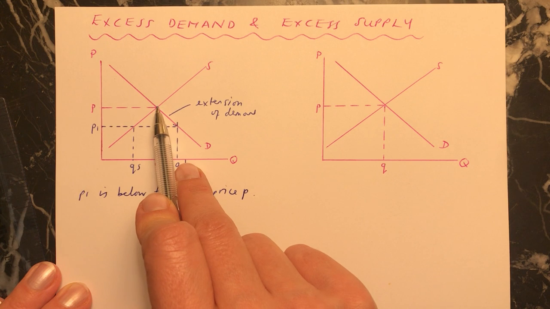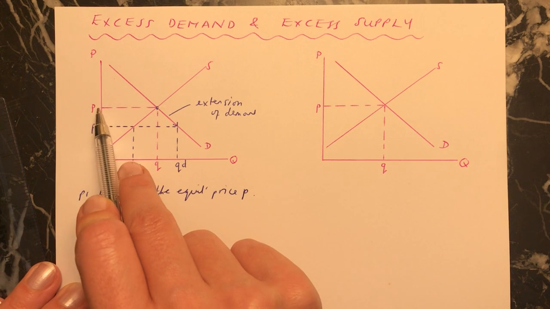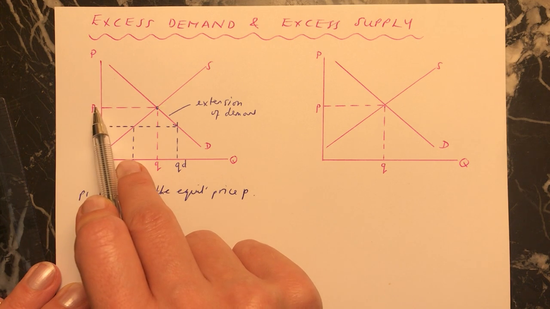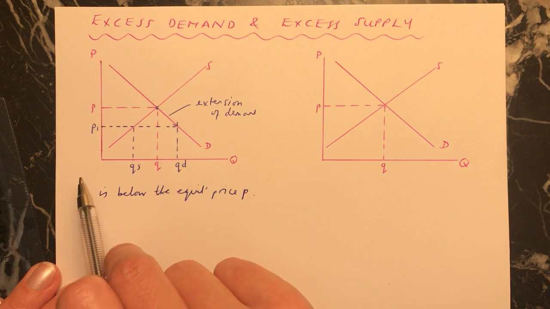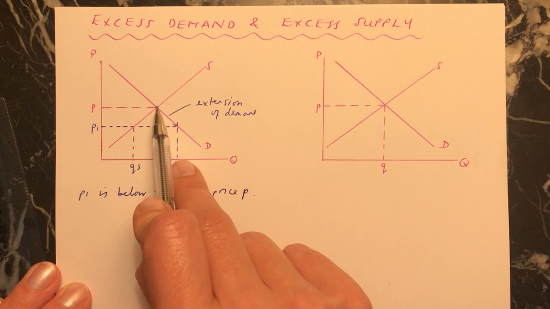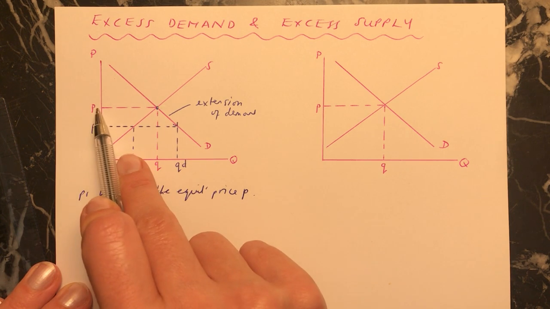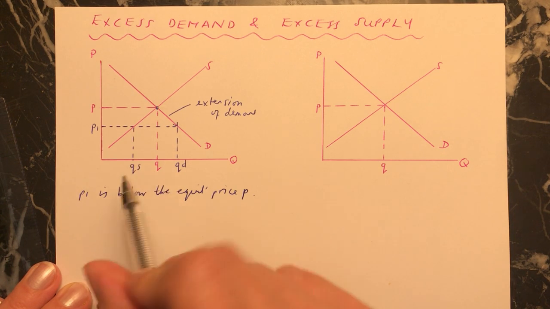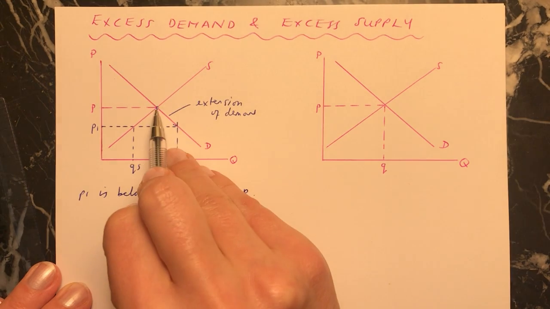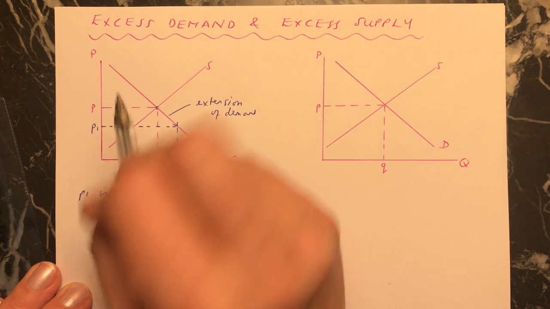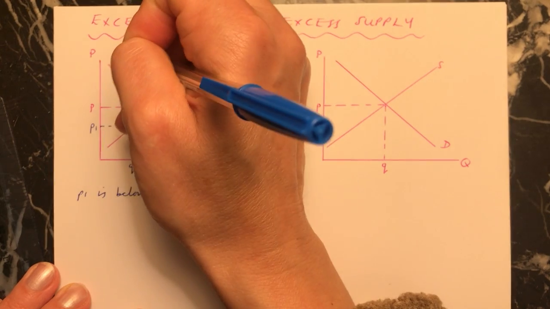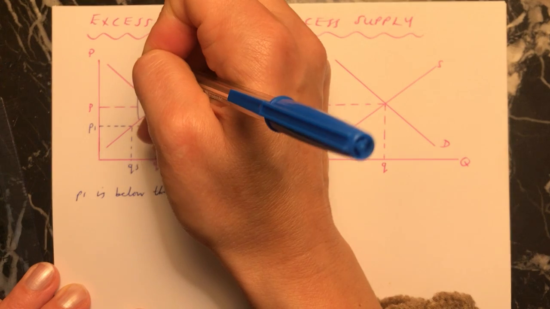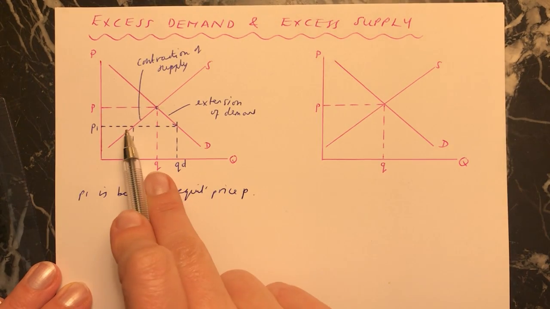Suppliers, on the other hand, if they're not receiving such a high price, they're only receiving P1 for their product rather than P, they won't want to supply as much. So instead of them supplying Q at P1, they'll only supply QS. And when we move from here along the supply curve to here, this is called a contraction of supply. It's got smaller.